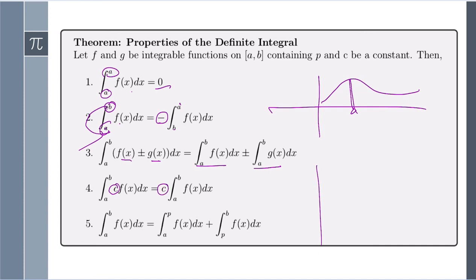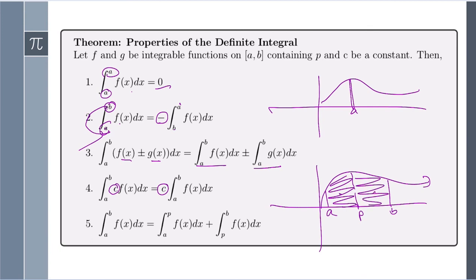Property number 5: for example, if we are finding the area under the curve from A to B, let's say P is any point here. We can find the area under the curve from A to P and the area under the curve from P to B and add those two. So we can go from A to P plus P to B. It's just splitting that into two parts. This might be useful when we have some discontinuity. For example, if the function is discontinuous here, we can calculate the area from A to P and P to B to find the total area.